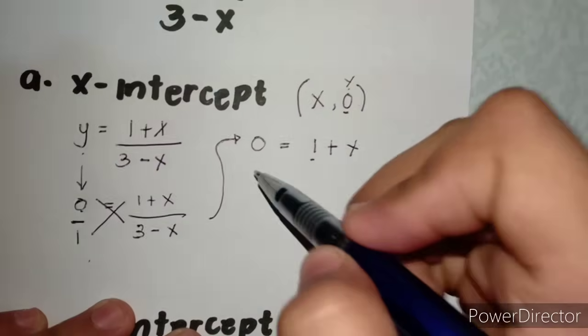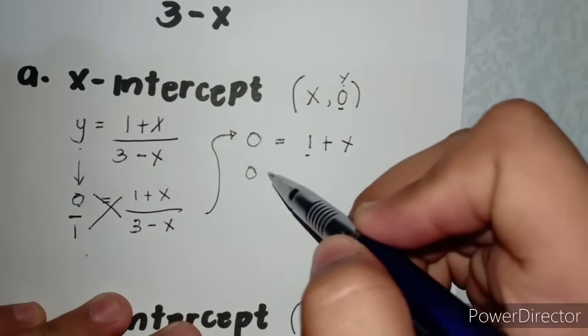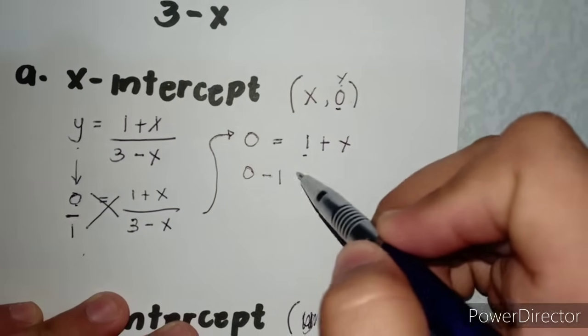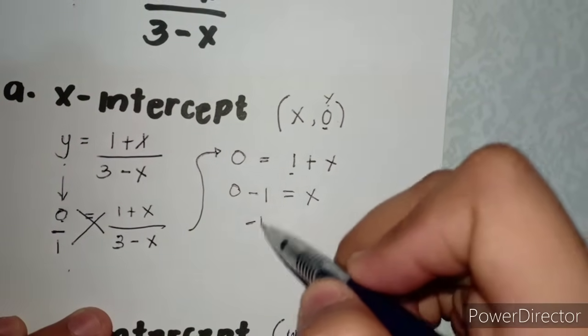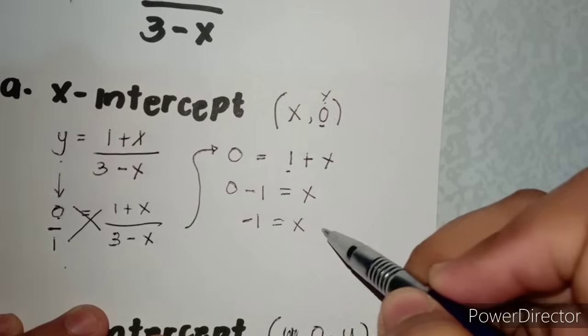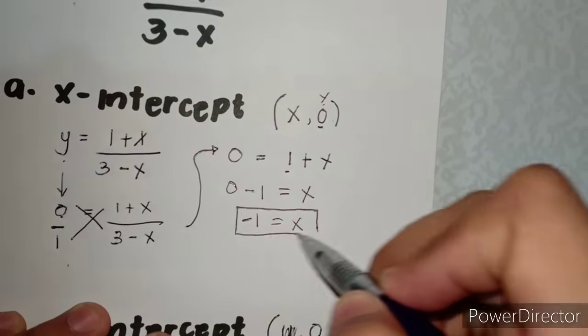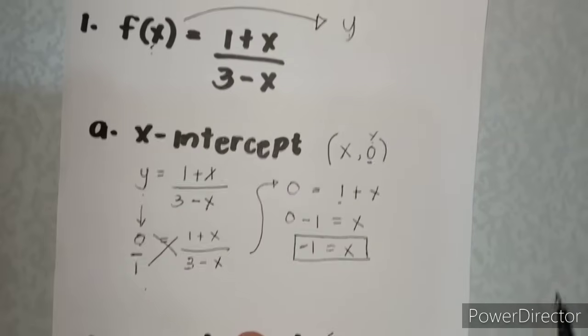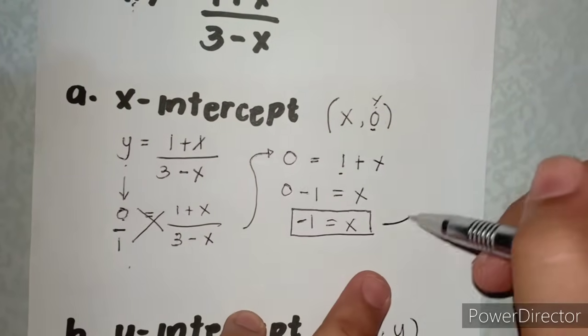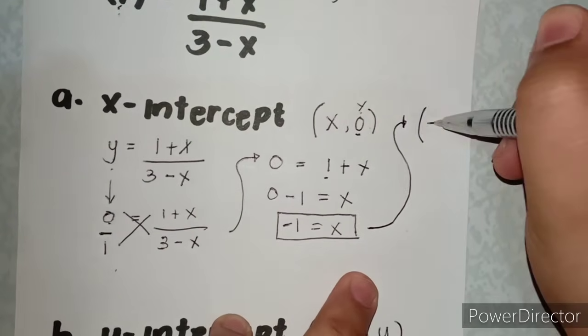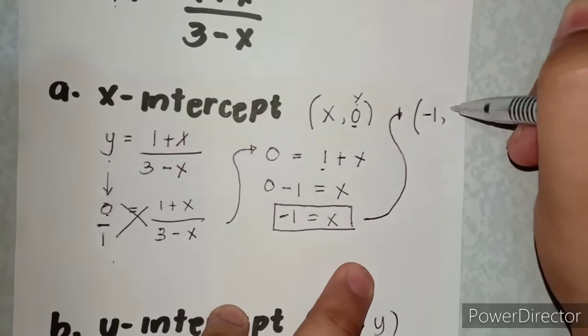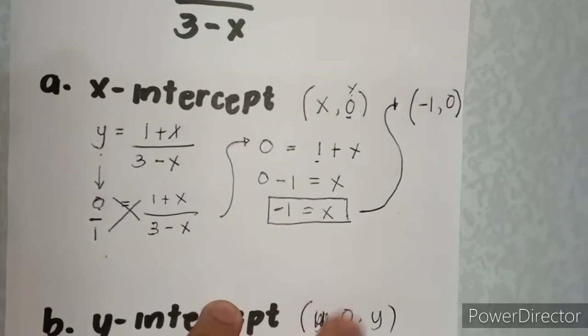So, we have 0 minus 1 is equal to x. 0 minus 1, negative 1. Therefore, x is equal to negative 1. So when you substitute it in the intercept, what did we solve for x? Negative 1. And our y is 0. That is our x-intercept. Okay.